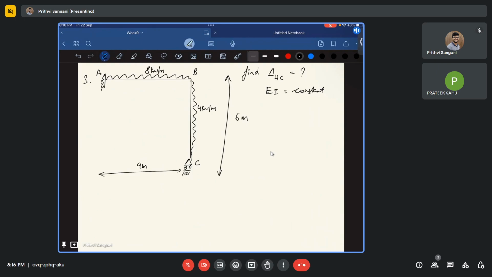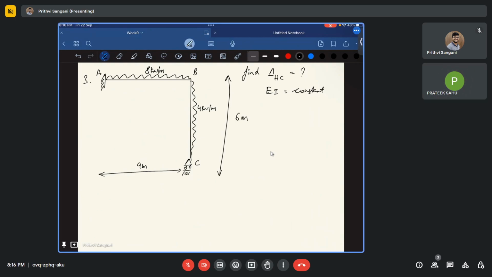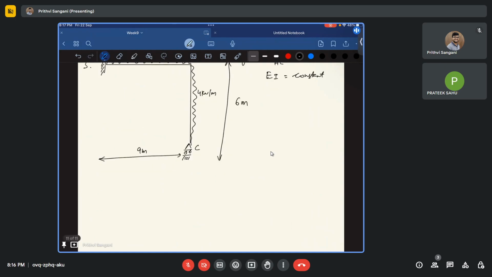Actually, I have solved the same question, I think in week 7. For this session, what we are trying to find out is delta HC, the horizontal displacement at C. Again, I'll just solve the problem for the sake of completion.